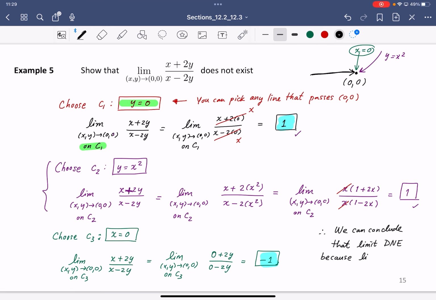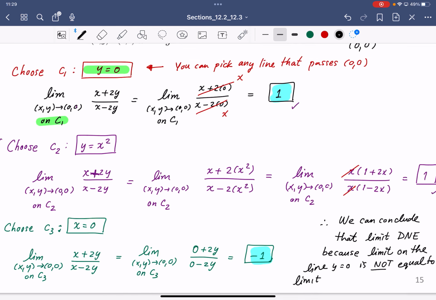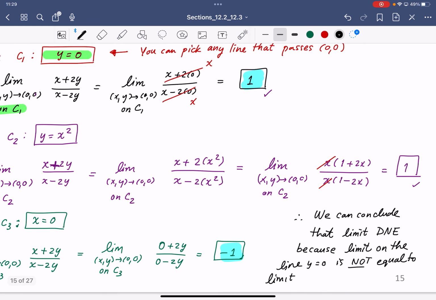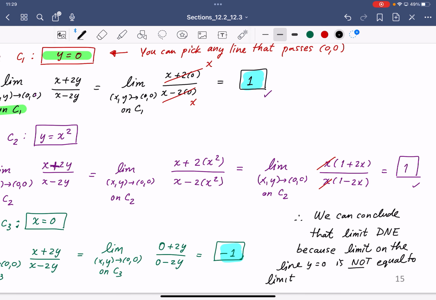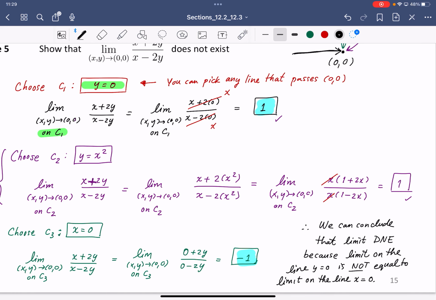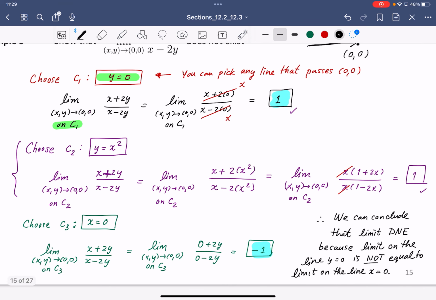We can conclude that the limit does not exist because the limit on the line y equal to 0 is not equal to the limit on the line x equal to 0. Okay, so this is how you can conclude that the limit does not exist here.